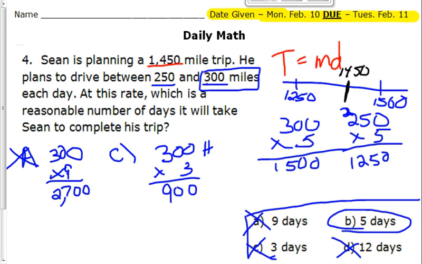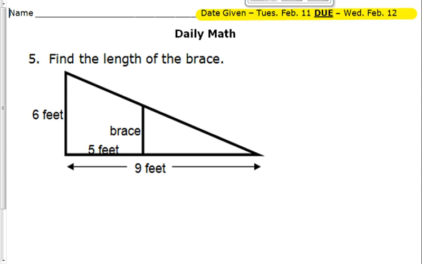Moving on, looking at number 5 on Tuesday's. What I have here is a triangle inside of a triangle. One's bigger and one's smaller. So this is definitely a proportion setup because I'm looking at 2 different things. So I'm going to set up my proportion table.